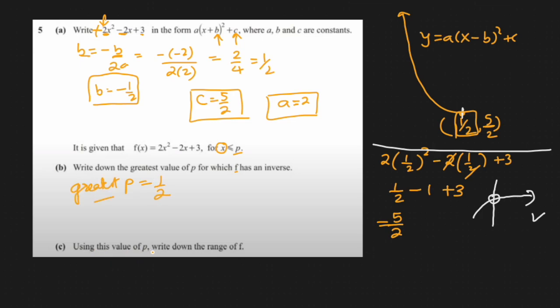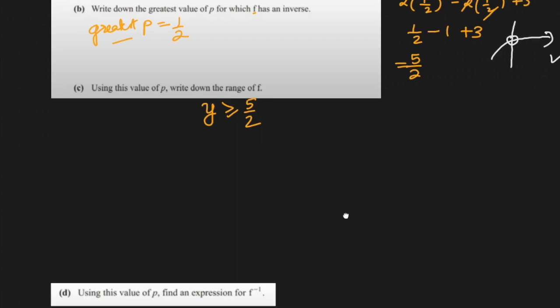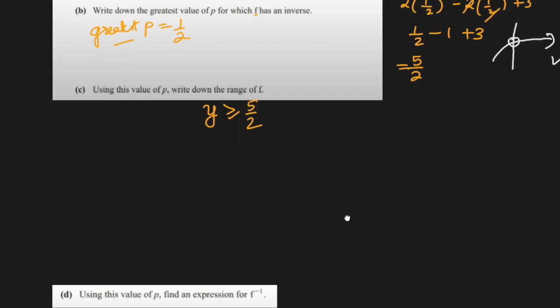Using this value of p, write down the range of f. So what is the range of f now? It is no change, because the range of f would still be the same as in the previous one. The least value of y is 5 over 2 and it is above that. So your range will be y greater than or equal to 5 over 2. This is the range. Do we have more? Yes. Using this value of p, find the expression for f inverse.